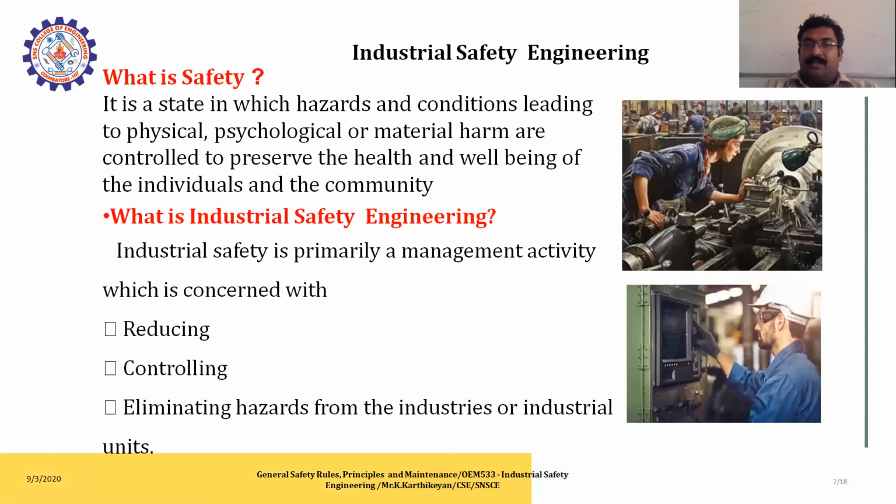So first, industrial safety engineering. What is industrial safety engineering? That means it is the state in which hazards and conditions leading to physical, physiological or material harm are controlled to preserve the health and well-being of individuals and the community.